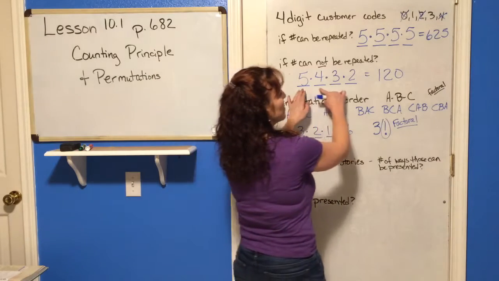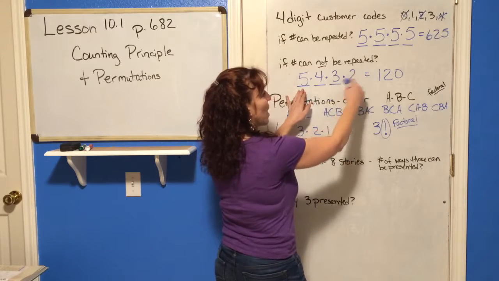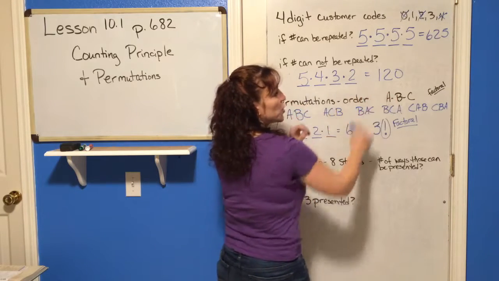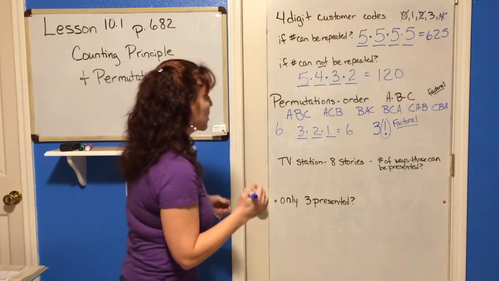Now this is the same as 5 factorial because the last number would be 1. Even though we didn't use that 1, 5 factorial should also equal 120. So play around with that on your calculator and make sure. Also, let's do a couple more.